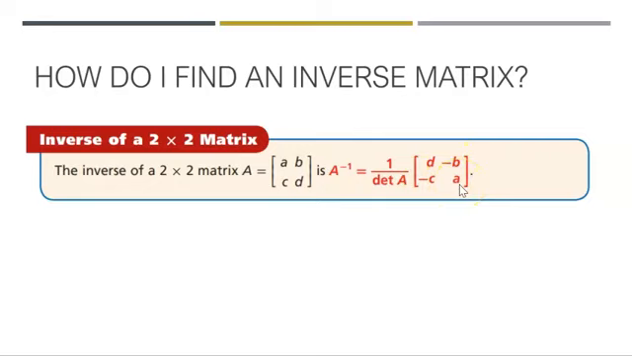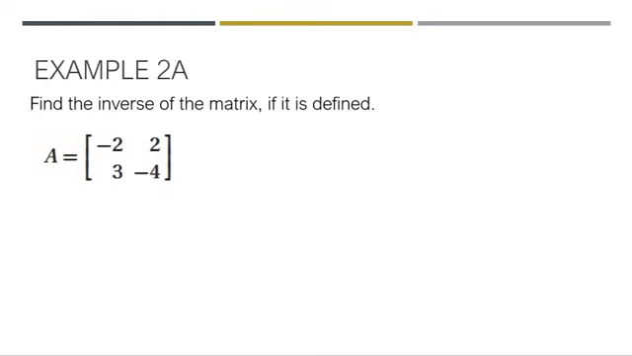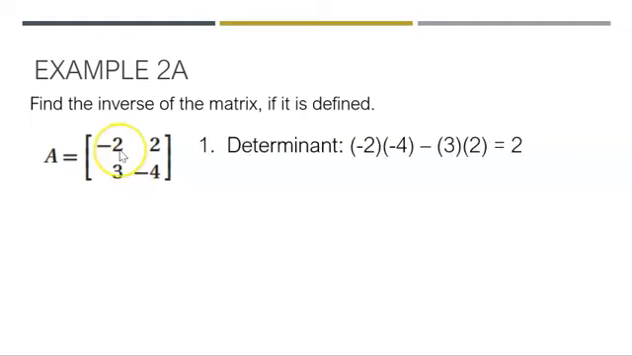And I know that seems like a lot of steps, but let's go through them one by one using an example. We've been asked to find the inverse of matrix A if it is defined. So step one is to find the determinant of this matrix. And we do that by multiplying -2 times -4 and then subtracting 3 times 2. So this is 8 minus 6 to get 2.